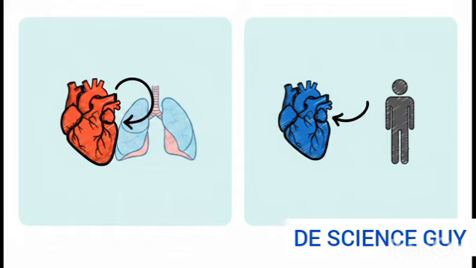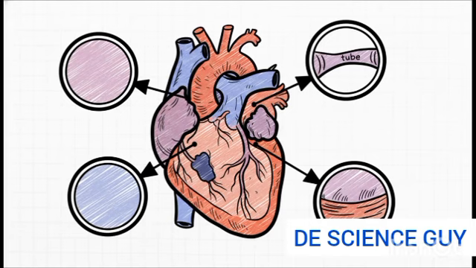Then, on the flip side, we have cyanotic defects. These involve a right-to-left shunt or a physical obstruction to pulmonary blood flow. In this scenario, deoxygenated blood mixes straight into the systemic circulation. This means the body is actively being deprived of the oxygen it desperately needs to survive. To make this cyanotic category super concrete, let's look at the classic example, Tetralogy of Fallot.